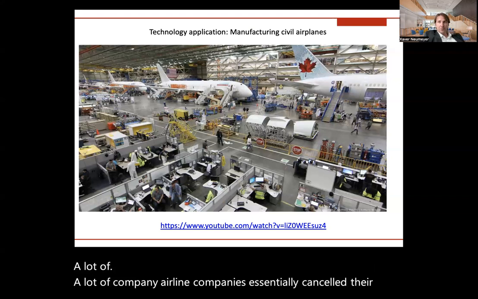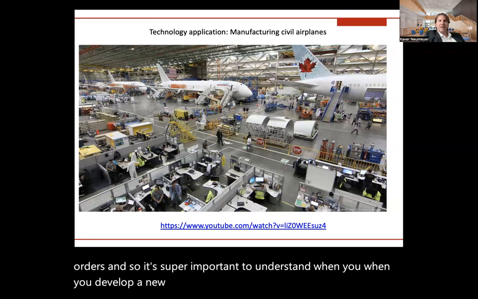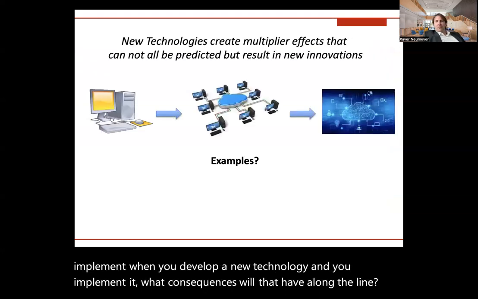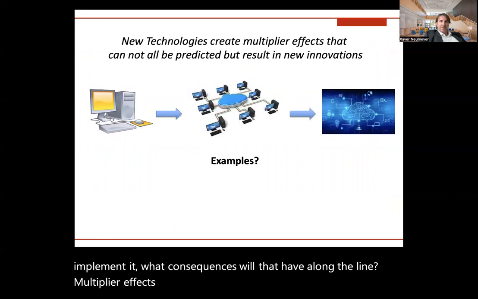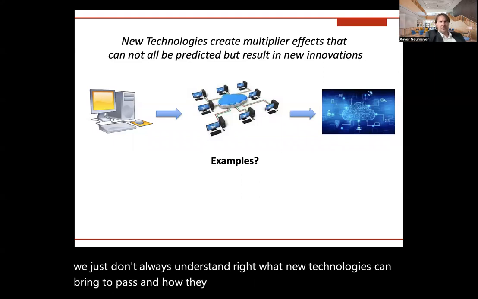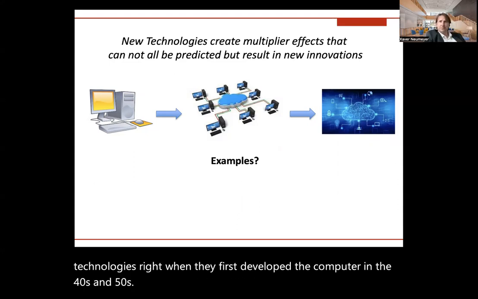And so it's super important to understand, when you develop a new technology and you implement it, what consequences that will have along the line. Multiplier effects, we alluded to that, right? We just don't always understand what new technologies can bring to pass and how they can interact with other technologies, right? When they first developed the computer in the 40s and 50s, they didn't think about the internet, right?